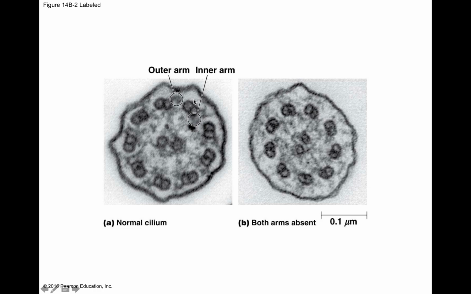Here is an example of where in a normal cilium you see these dynein arms between the doublets of the microtubules in the axoneme, and those are missing in some of the mutants.